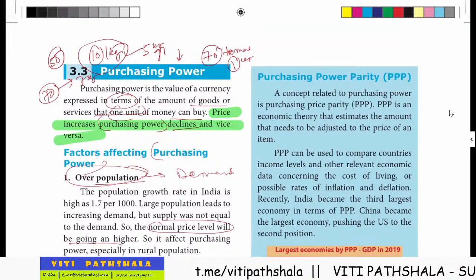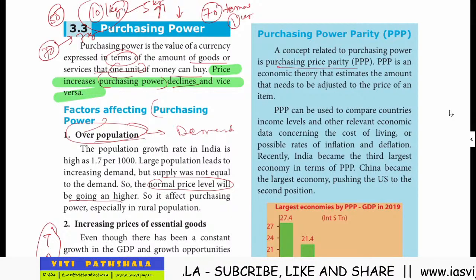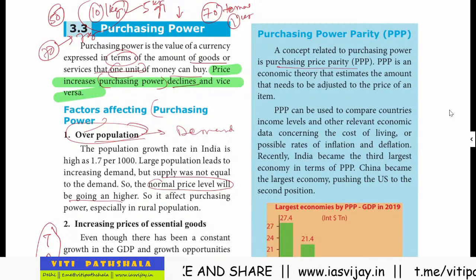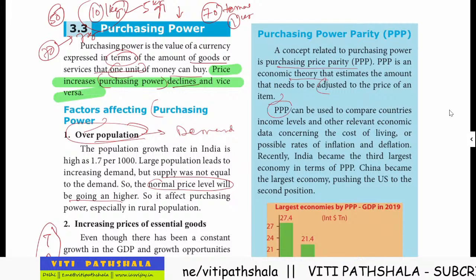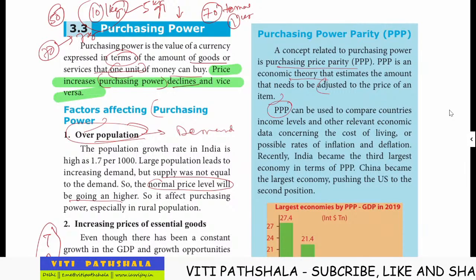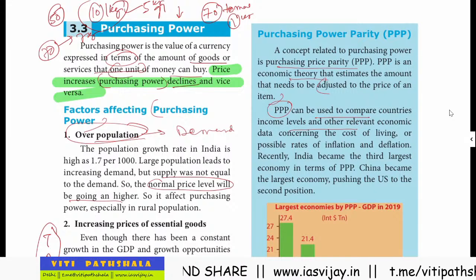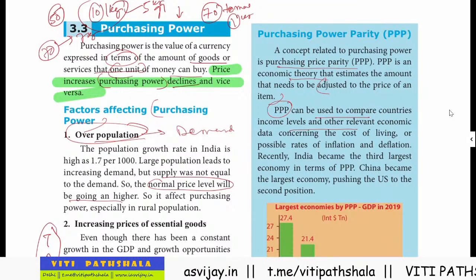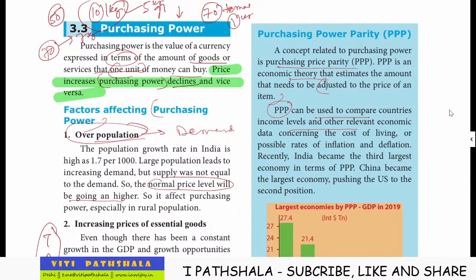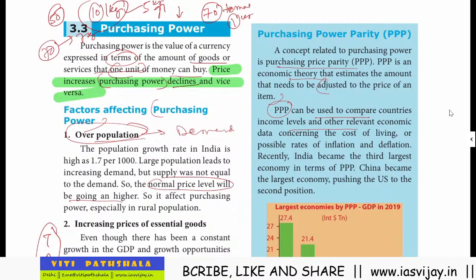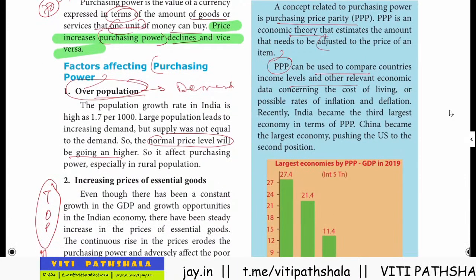Now purchasing power parity. A concept related to the purchasing power is the purchasing power parity, which we have discussed earlier also. PPP is an economic theory that estimates the amount that needs to be adjusted to the price of an item. The PPP can be used to compare the countries' income level and other relevant economic data concerning the cost of living or the possible rate of inflation and deflation. Recently, India became the third largest economy in terms of PPP. China became the largest economy, pushing the US to the second position. So this we have discussed earlier in detail.